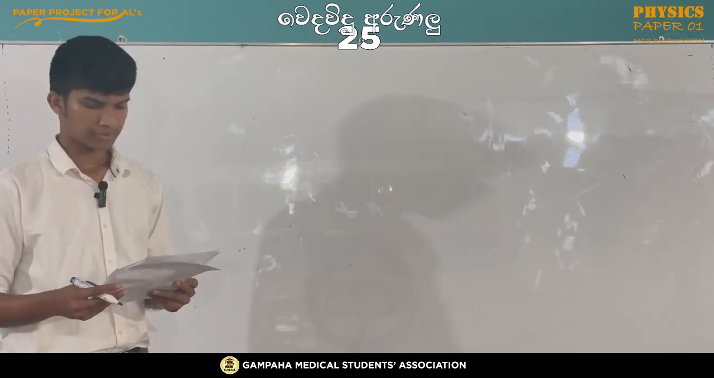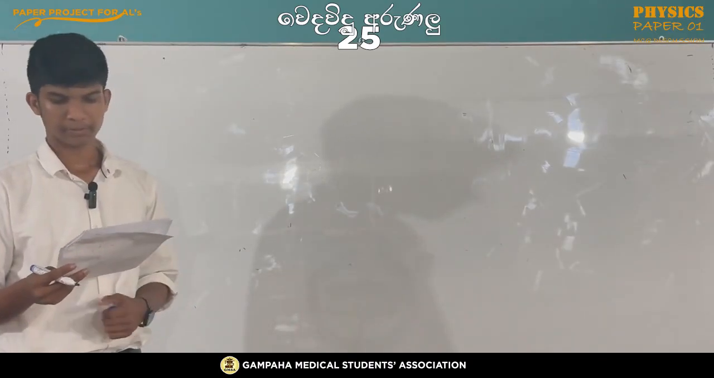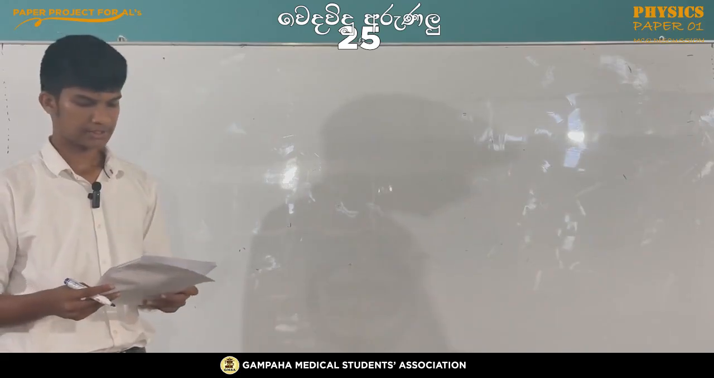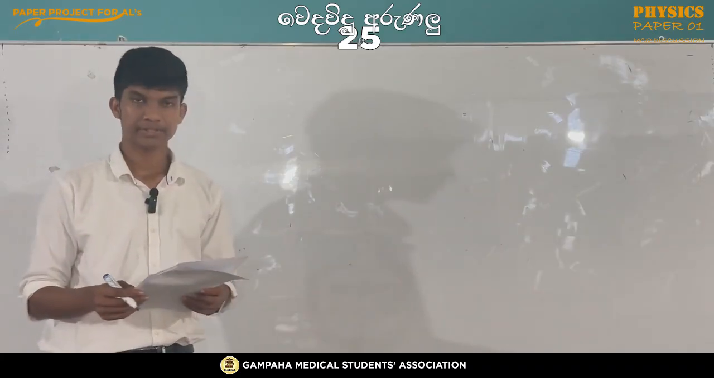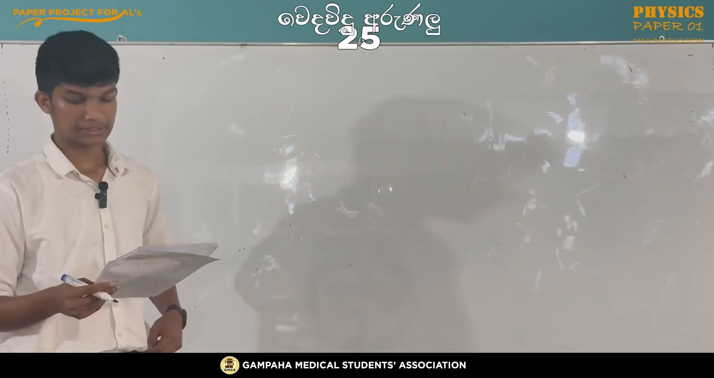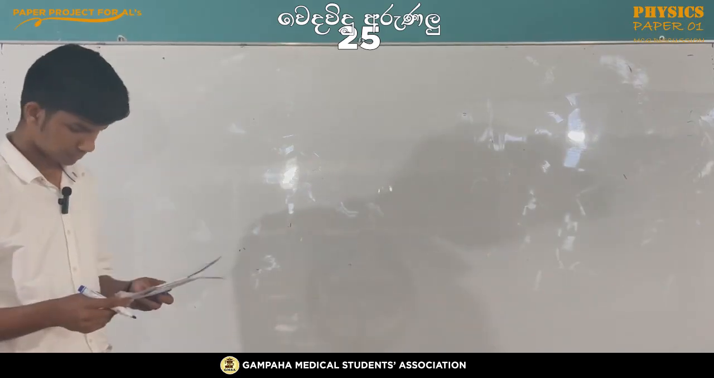In the 28th question, an object is projected vertically from the surface of the Earth with a velocity that is half of the escape velocity of Earth. What is the maximum height from Earth's surface reached by the object?